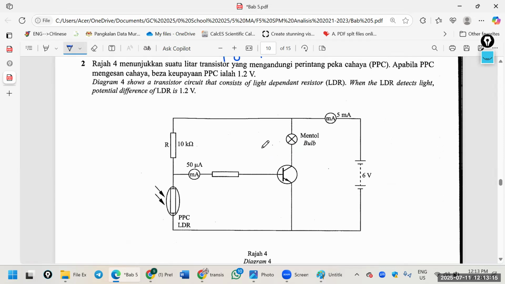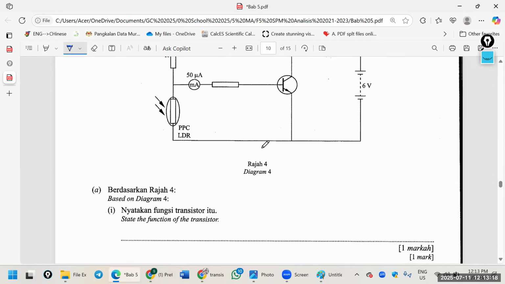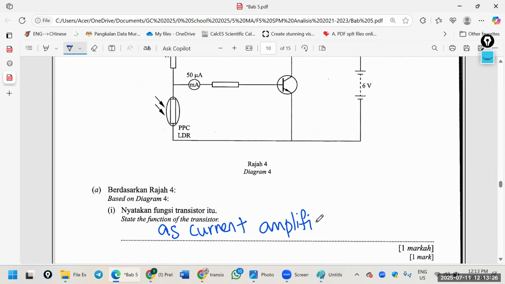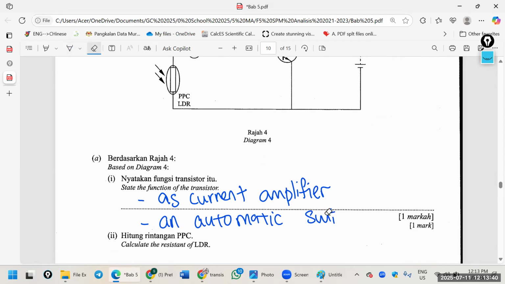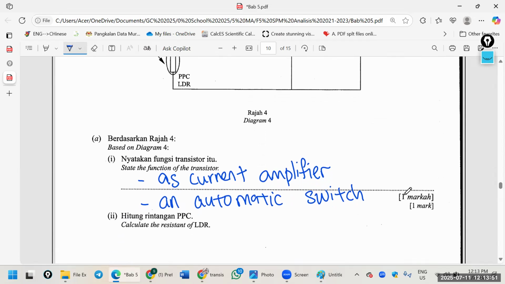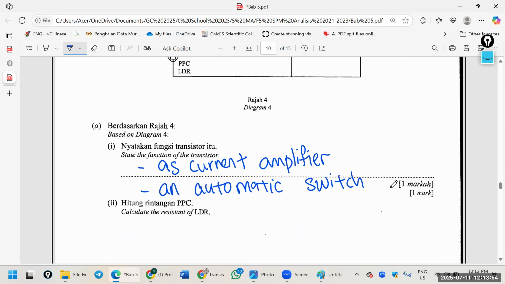Five. Act as a current amplifier. Yes, act as an automatic switch. Switch cannot, because it is an automatic switch. Switch we talk about manual ones. Yeah, of course you write one, but I hope you write two as backup, right?